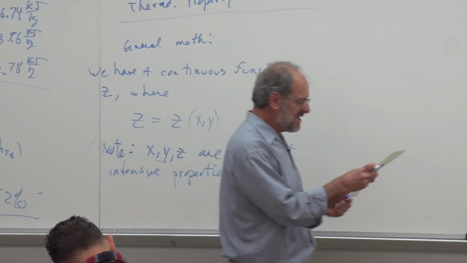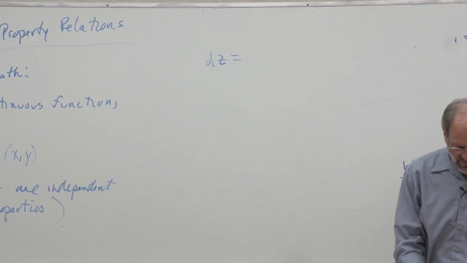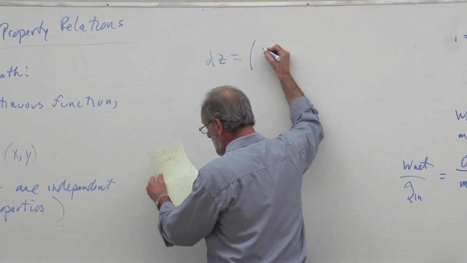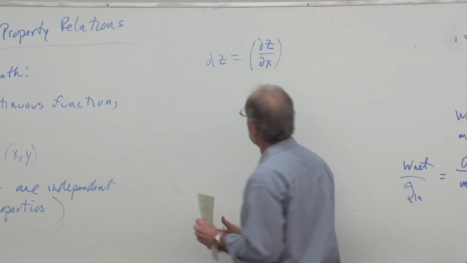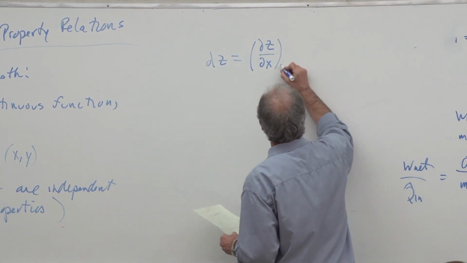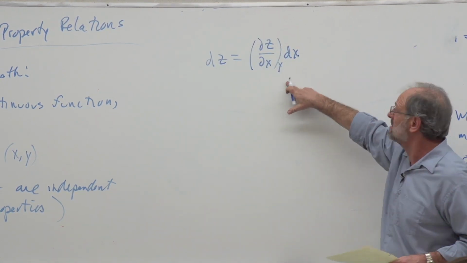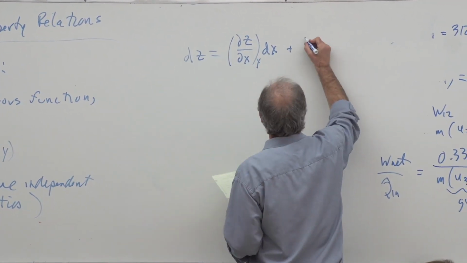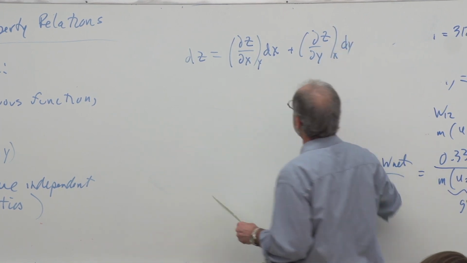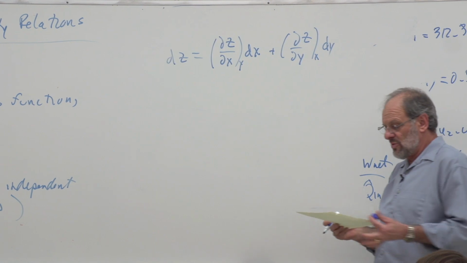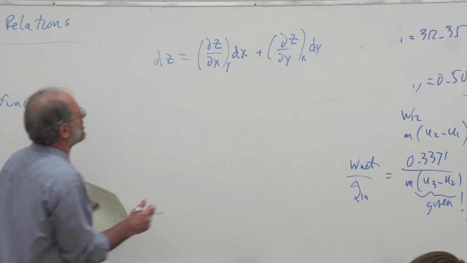Now, how do we handle a continuous function like this mathematically? First, let's put it into differential form. We'll note that dz is related to the partial derivatives. So dz is the same as the partial of z with respect to x holding y constant, dx, plus the partial of z with respect to y holding x constant, dy. This is simply a mathematical statement. We can call this the total differential.